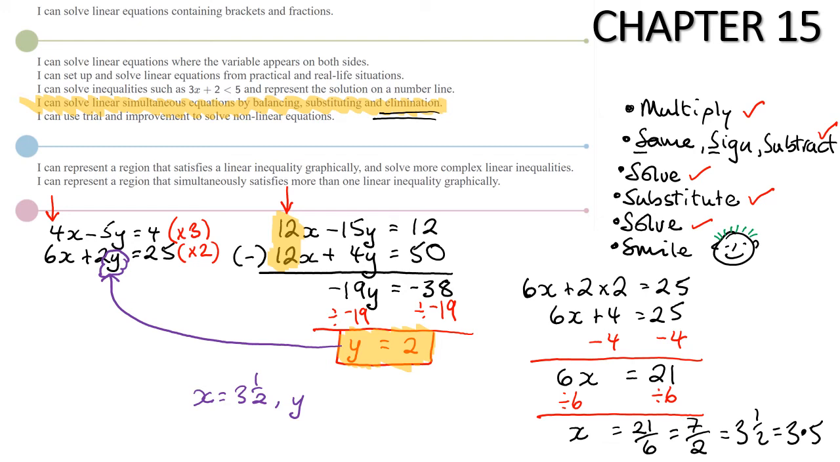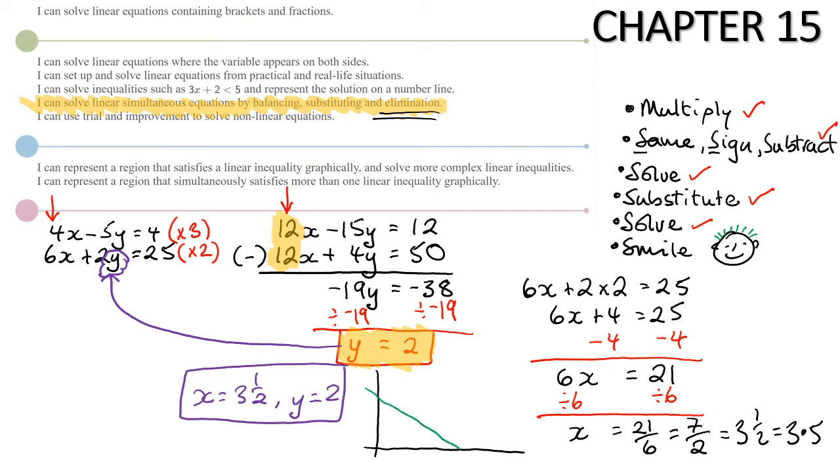y equals 2. Now what we've found here is the coordinate where the two lines cross. So another way of solving equations simultaneously is to draw the lines like this and find the point where they cross. You can do that by drawing a graph, or you can do that by the algebra method, which is what we've done here.